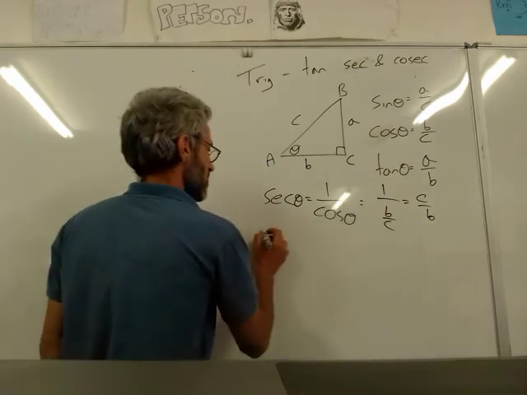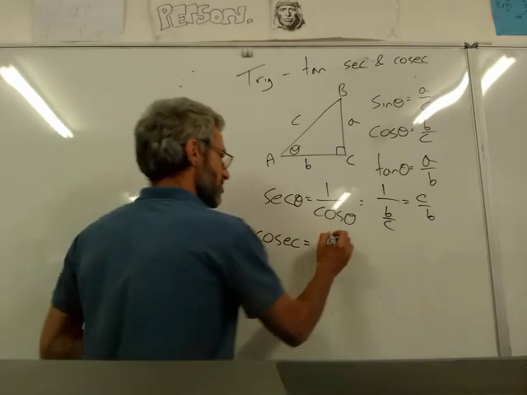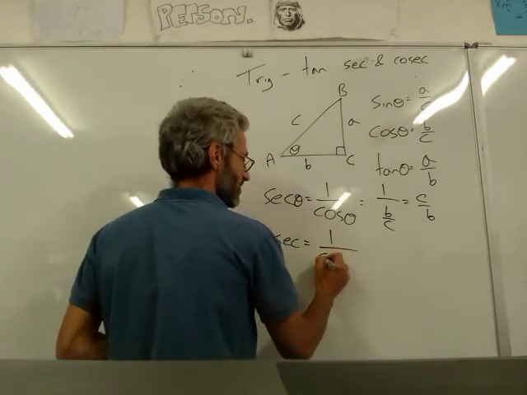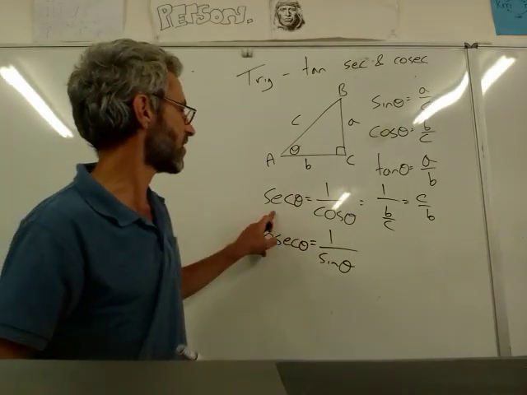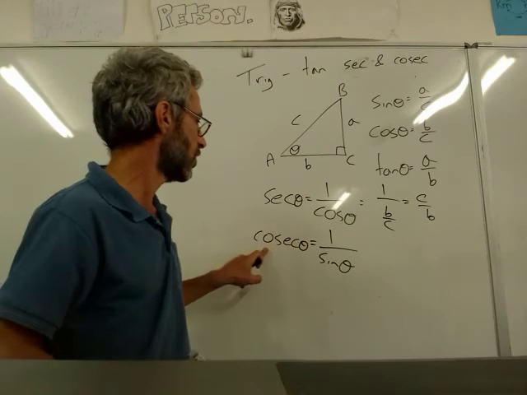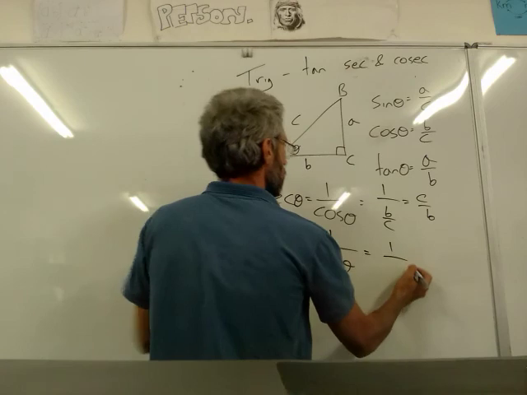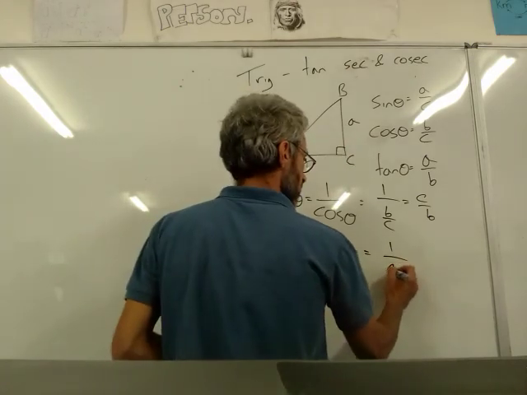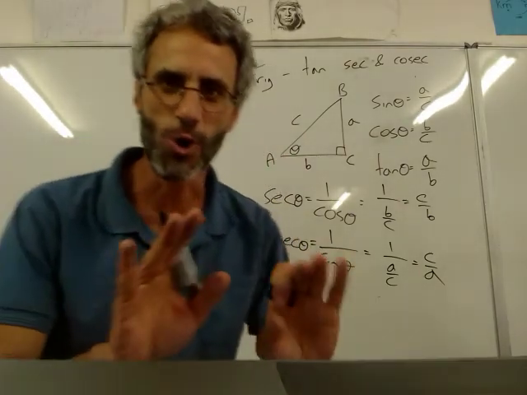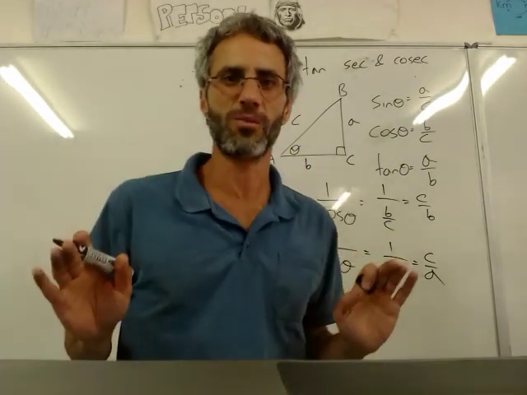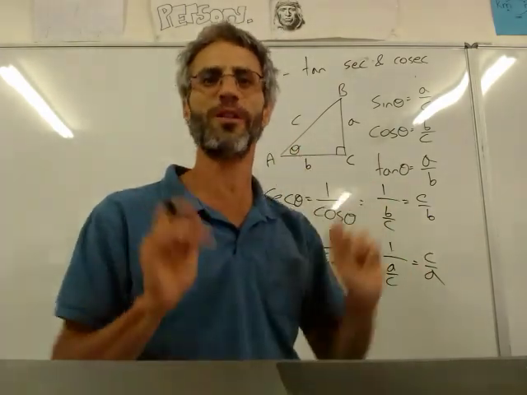Right. What is cosec? Cosec sounds like cosine, but it's going to be exactly the opposite. It's going to be the inverse of sine theta. So if sec theta is 1 over cosine theta, cosec theta is 1 over sine theta. So that's going to be 1 over, what is sine theta? It's A over C. So it's going to be C over A. Again, don't worry. I'm not expecting you to remember at this point. I really am not. And we're not even going to practice that much. It's just so that you know that these things exist.